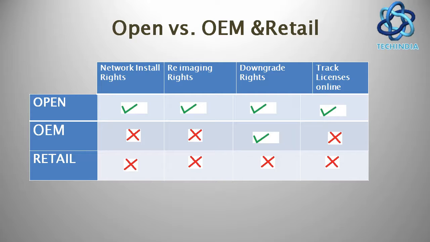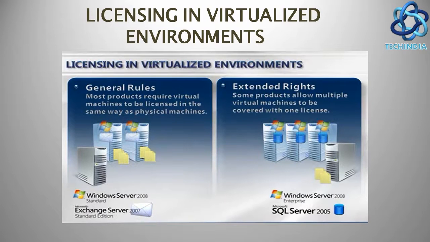Tracking the license online, only for volume license you have that option. You can track the licenses, how many licenses there are and where they are assigned. For OEM and retail you don't have tracking, you should maintain software asset management and use that to maintain the license.